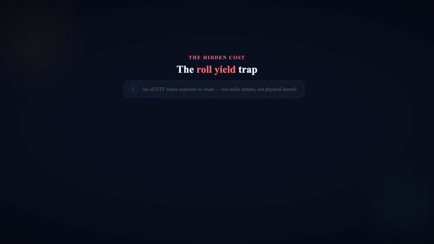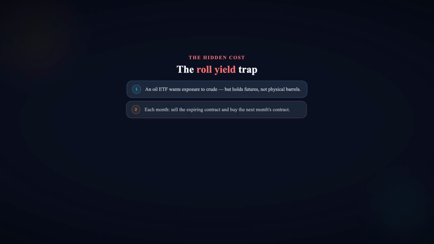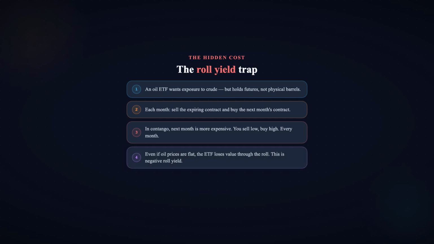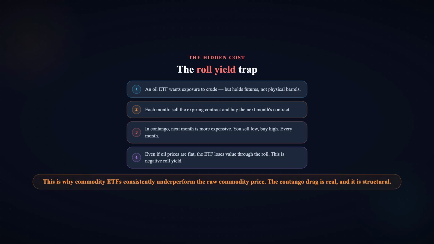Here is a trap that catches many commodity investors. Say you believe oil prices will rise. You buy a crude oil ETF, but the ETF does not hold physical oil. It holds futures contracts, and futures contracts expire. Every month, the ETF must sell the expiring contract and buy the next one.